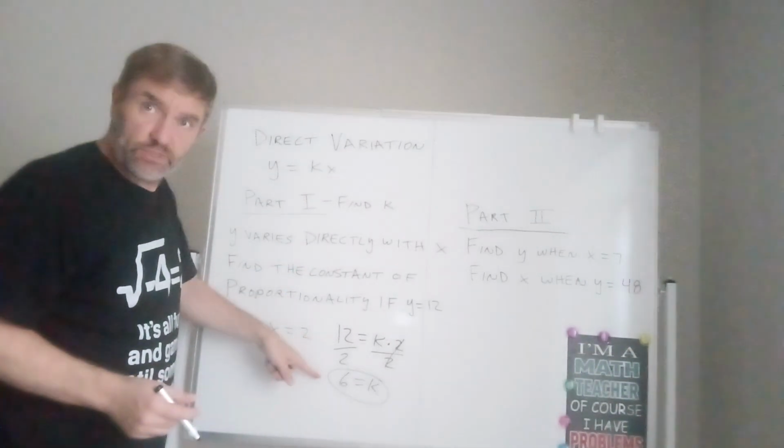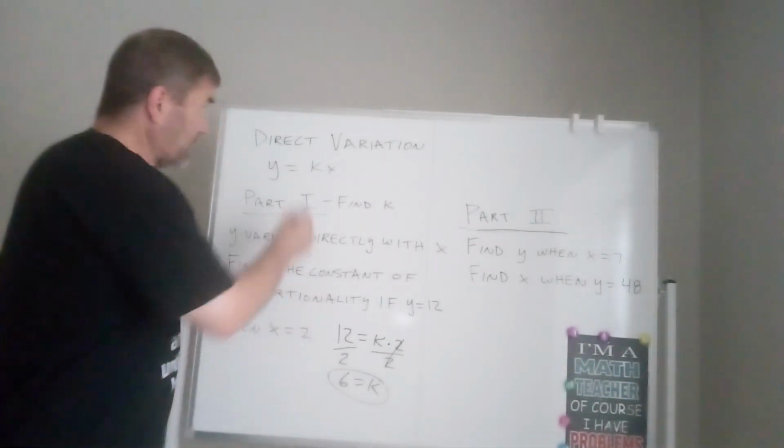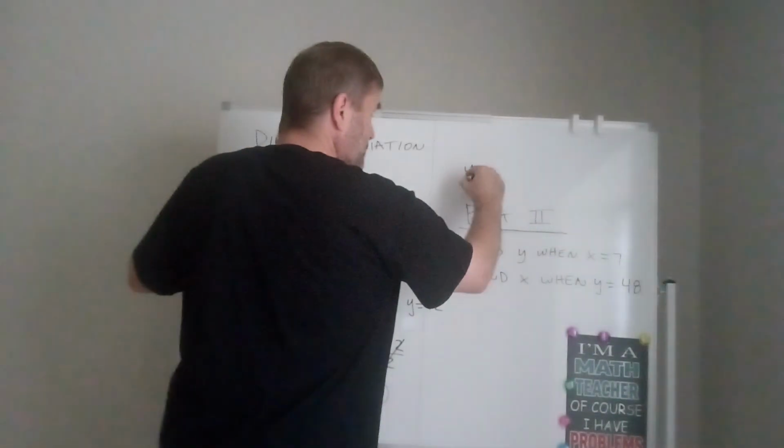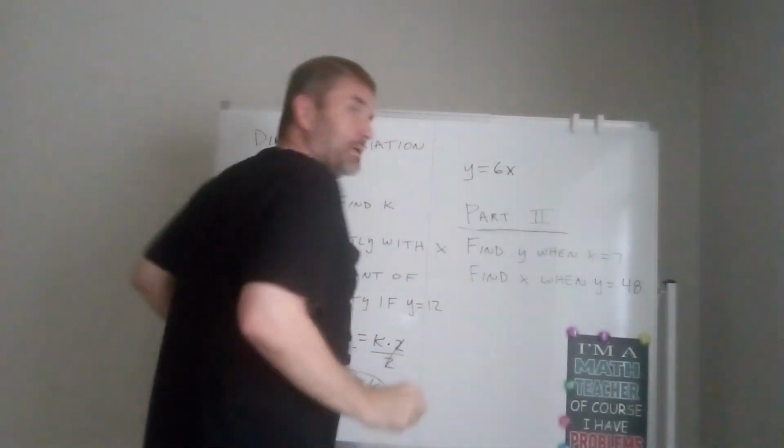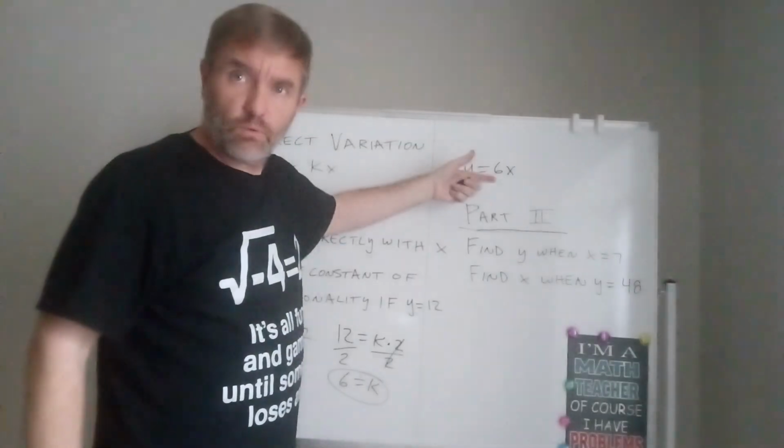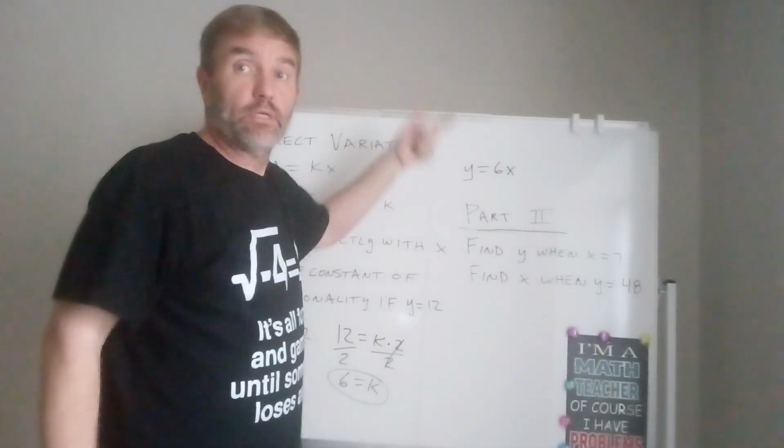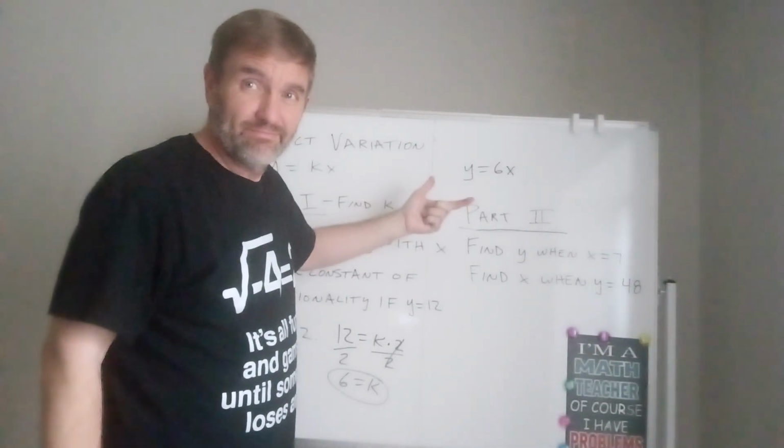Now, that gives us an equation. This is constant, it doesn't change. So we can plug it back in for k, and so now we have this equation over here. y equals 6x. Now, if k changes, then this equation will change. And k can be any number. It can be a decimal. It can be a fraction.